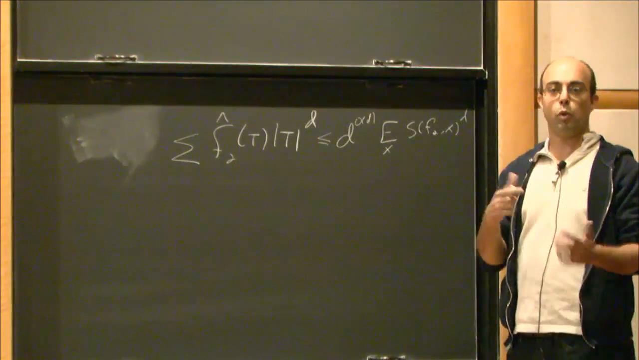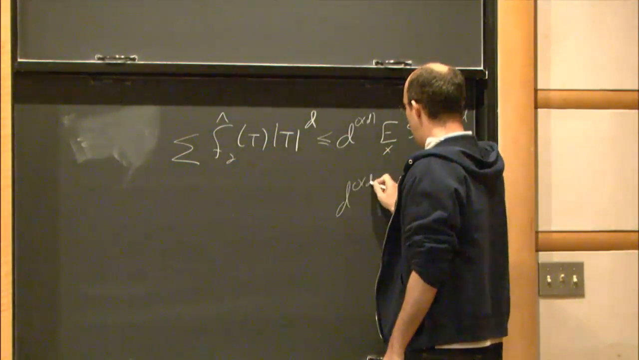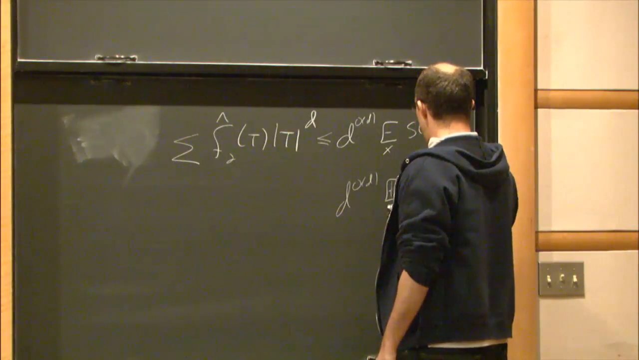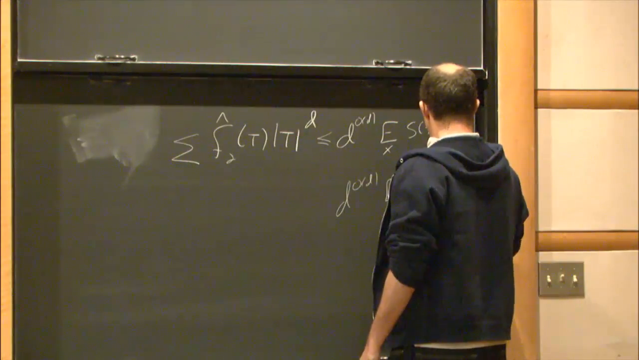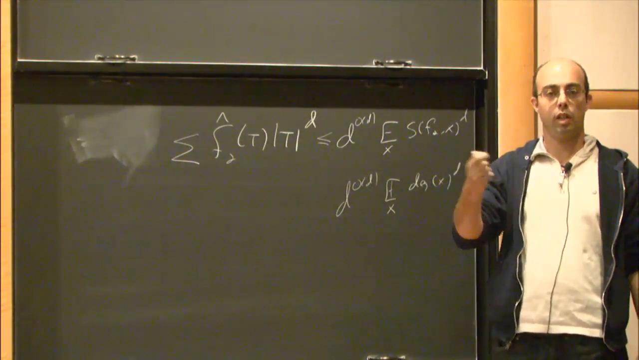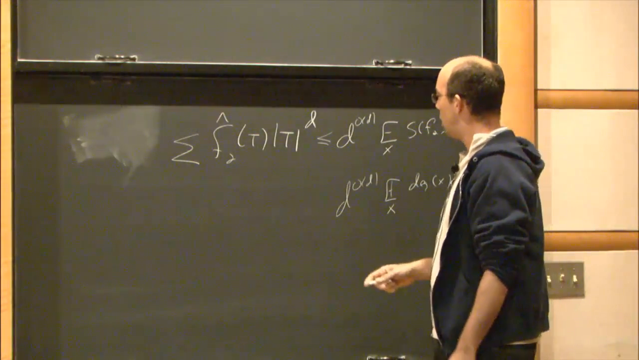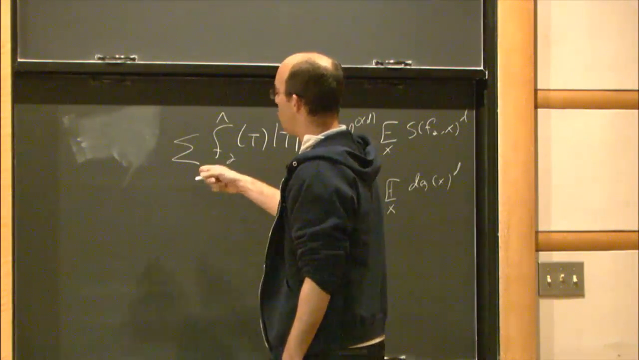Now let's translate from f2 to f1. So what do we know? This is just going to be d to the order d times the average over x of the degree of x to the d. The degree means either in the induced graph on A or on A complement, wherever x belongs. And what do we get here? I want to just lower bound this.